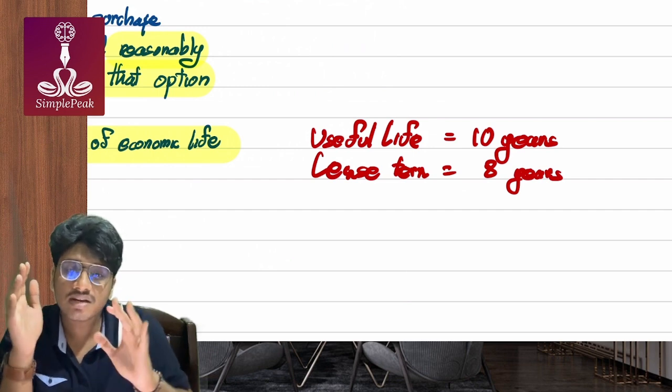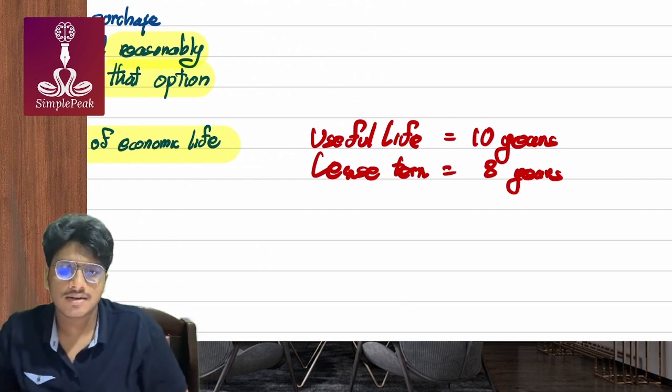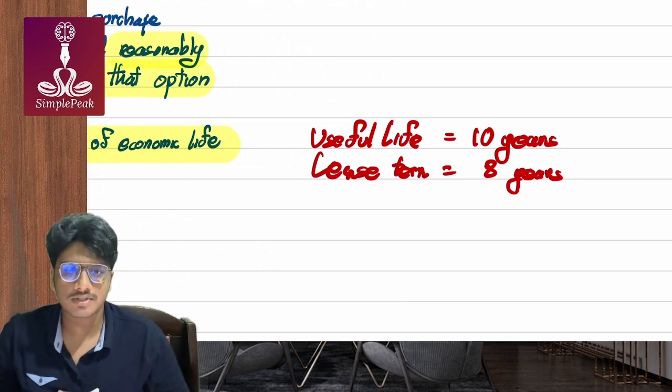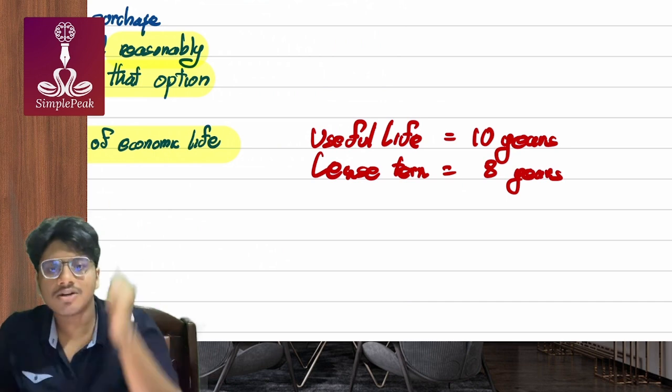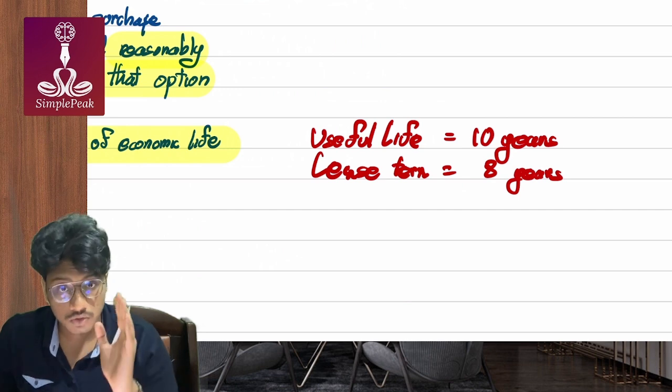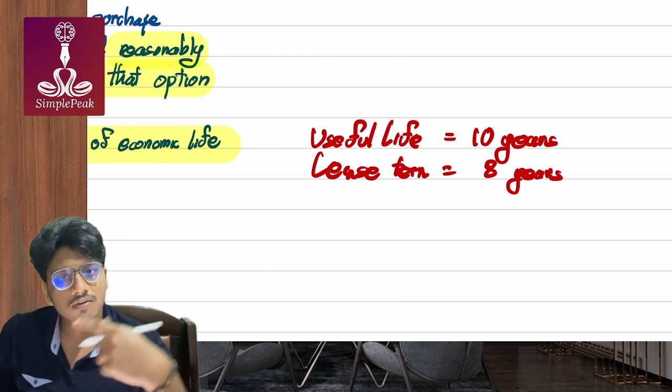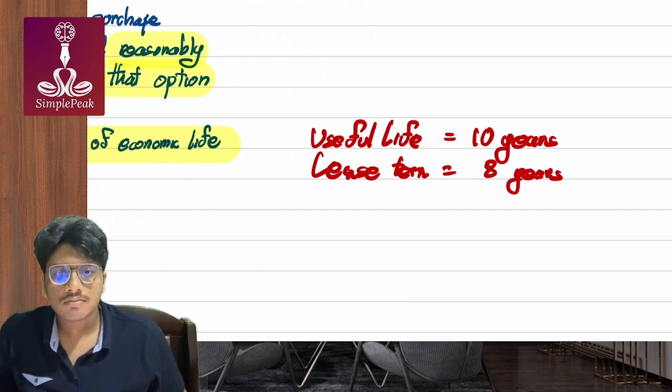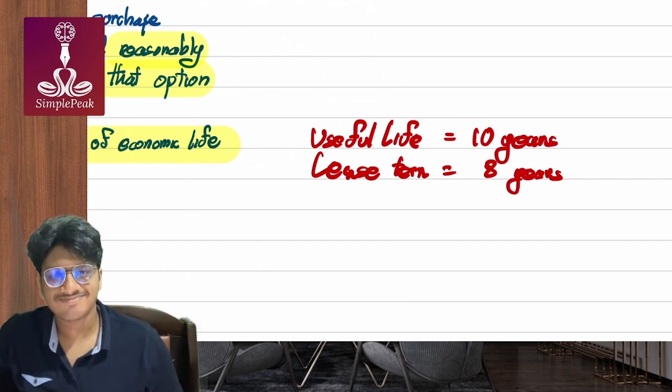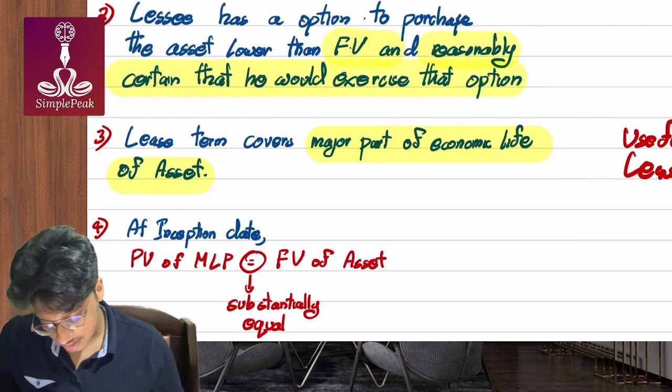That means the risk and reward is almost being transferred, where Anthony has the use of it. So, the major part of the useful life of that asset is covered by the lease term. So, it will be treated as a finance lease. So, that is what the third point means.